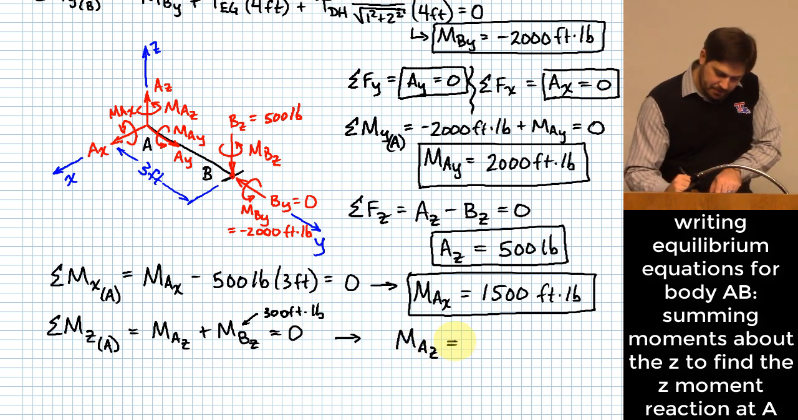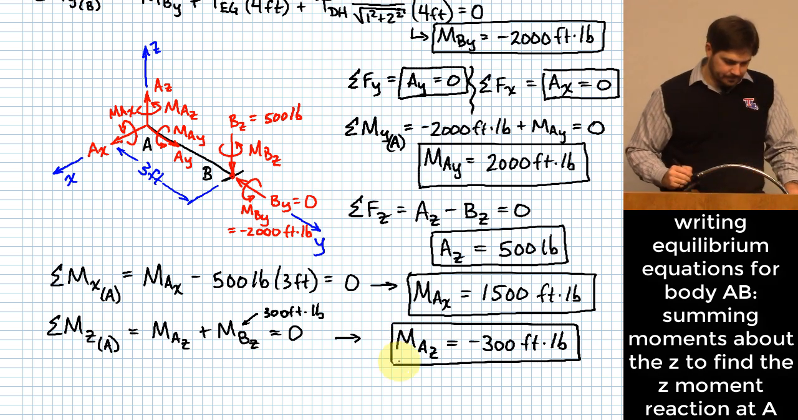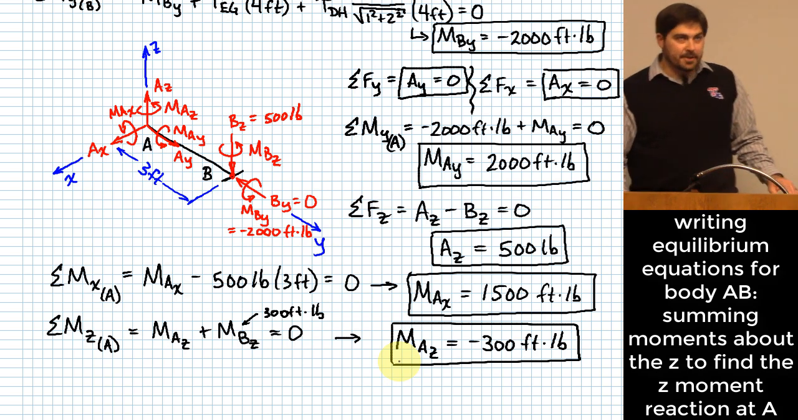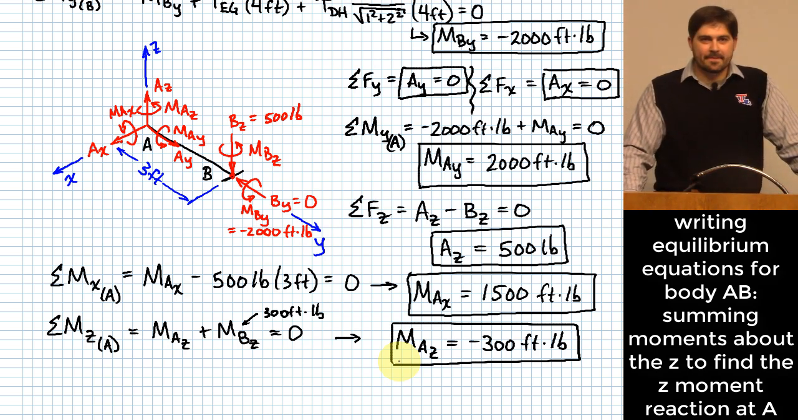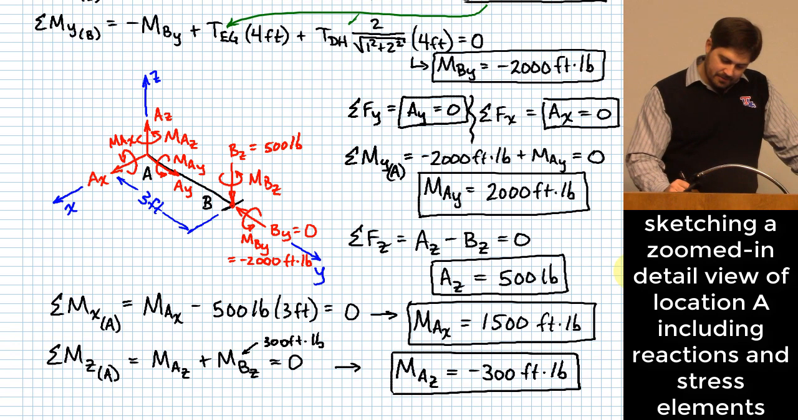MAZ is going to just be equal to negative 300 foot-pounds. All right. So far, so good, right? Have we answered anything we were supposed to answer?